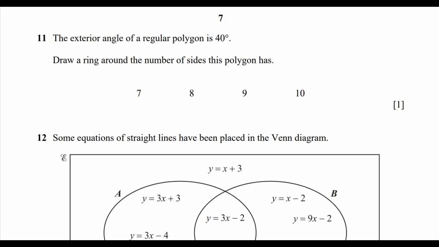Question 11 says the exterior angle of a regular polygon is 40. Work out the number of sides of this polygon. You have 10 seconds. 10, 9, 8, 7, 6, 5, 4, 3, 2, 1, 0. Alright, let's check out the answer, guys.